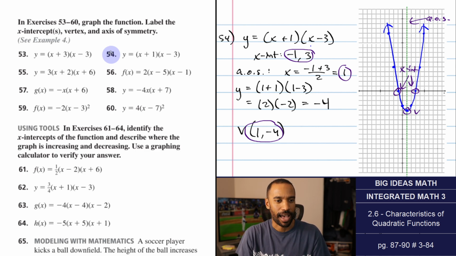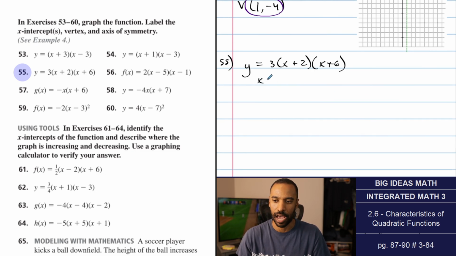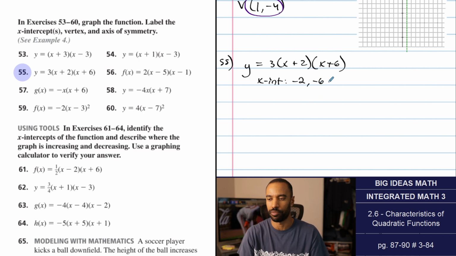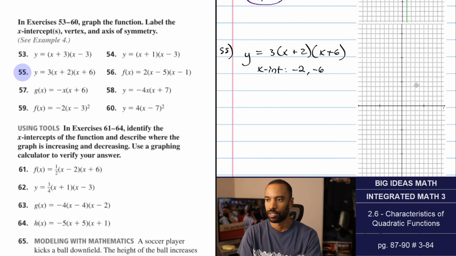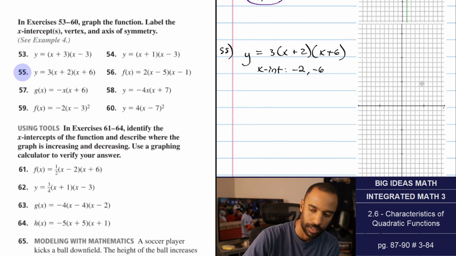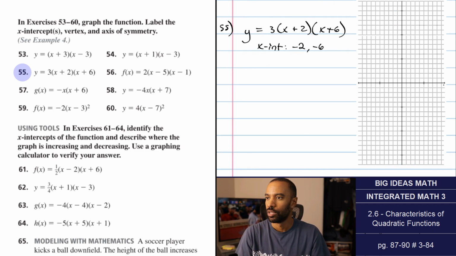All right, number 55. All right, different stretch factor. I hope you noticed that one to begin with there. Now, the x-intercepts will be the opposite of what you see inside there. We're going to get negative 2 and negative 6 by virtue of the zero product property. All right, let's plot those ones. Let's get them started. Hope that's enough space. Let me just scroll down so it doesn't look weird. So negative 2 and negative 6.